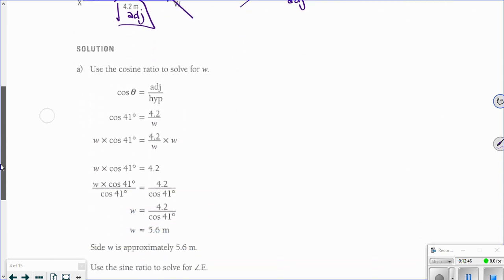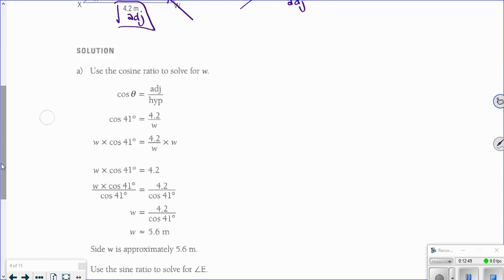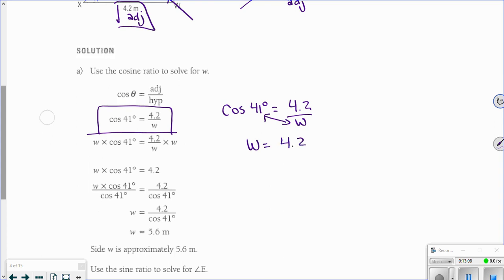As you look at their example, they make it look more complicated. When you get yours to right here, you're going to remember the trick. Cos of 41 degrees equals 4.2 divided by W. Whenever the thing we're solving for is on the bottom, we switch everything top and bottom. So the W comes up here. The entire cos 41 goes on the bottom. It gets you this part, which is the same as right here. It just skips all of those middle steps. Makes your life a little bit easier. So anytime the thing you're trying to solve for is on the bottom, you just want to switch anything on the left with anything on the bottom.